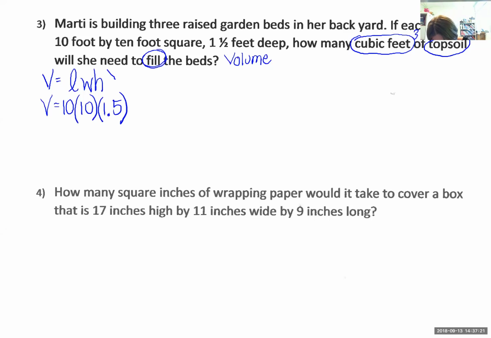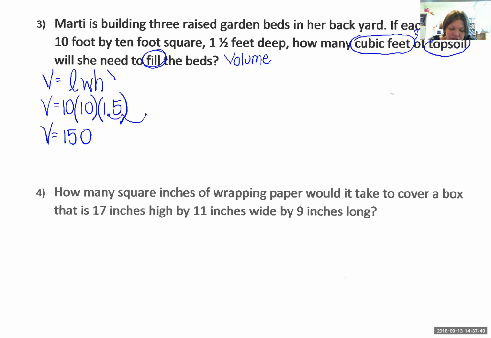Hey, I don't even need a calculator for that. You guys know why I said I don't need a calculator for that? Because when you multiply by 10, it just moves the decimal. So I multiplied by 10 once. I multiplied by 10 twice. My 1.5 turned into 150.